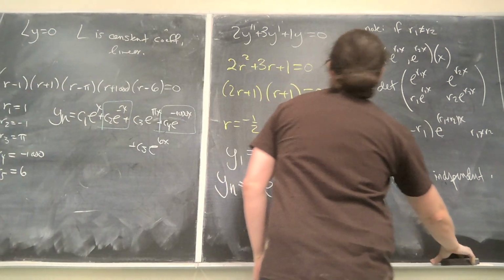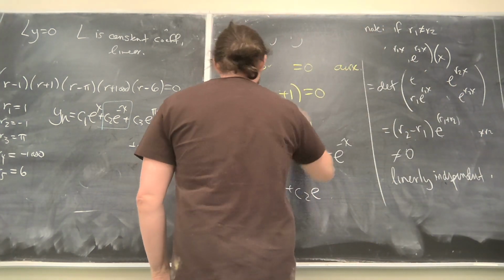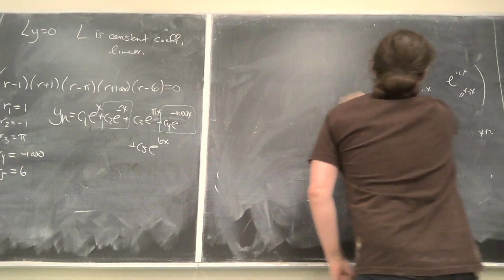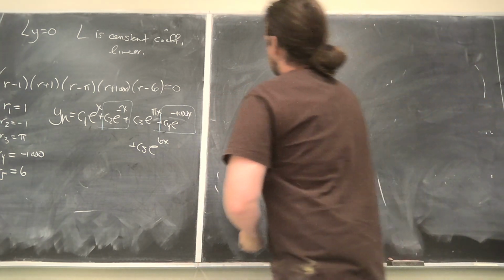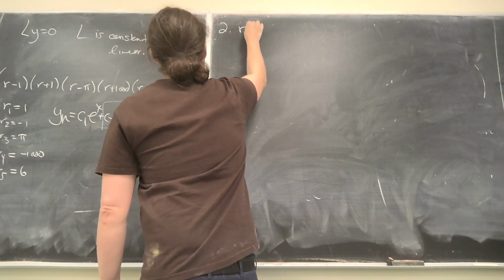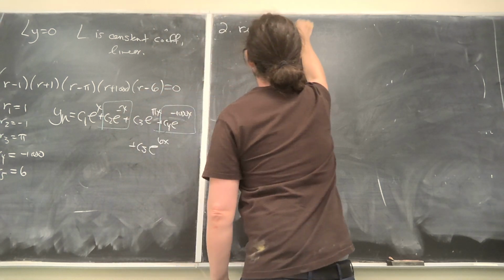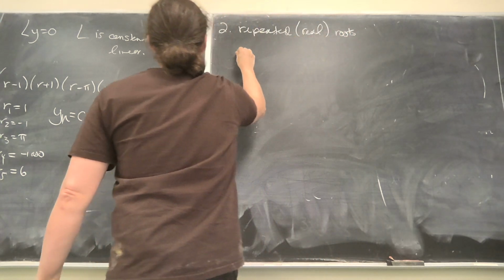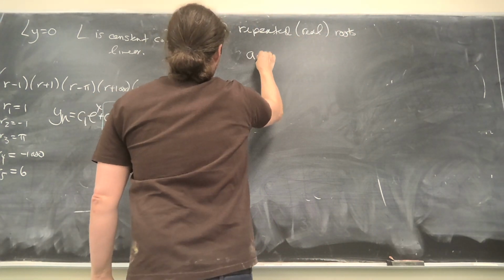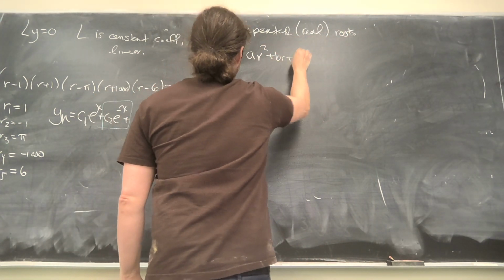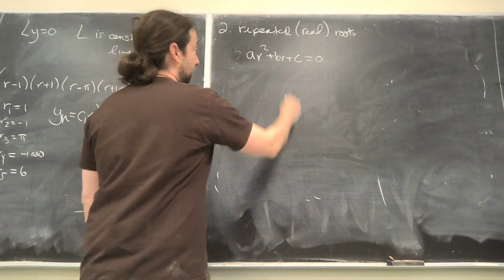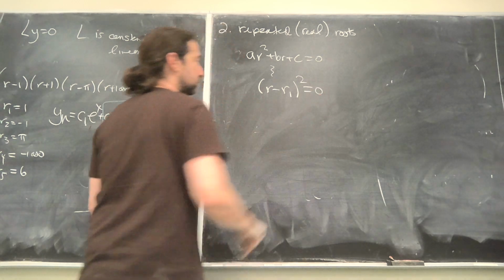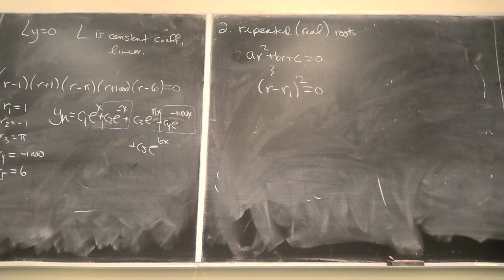All right, let's look at repeated roots, because that's the next thing that could happen. All right, case 2: repeated real roots. So it's possible that you could have ar squared plus br plus c equal to 0, that when you factor it, you end up with (r - r1) squared equal to 0. The same root twice.